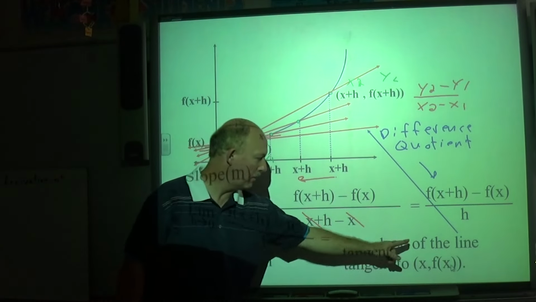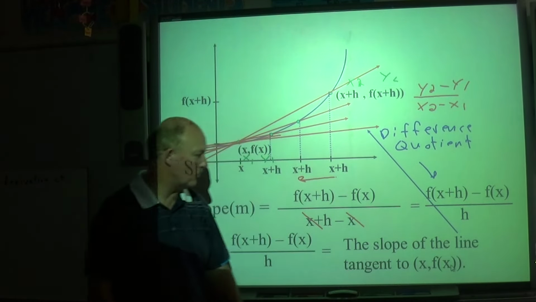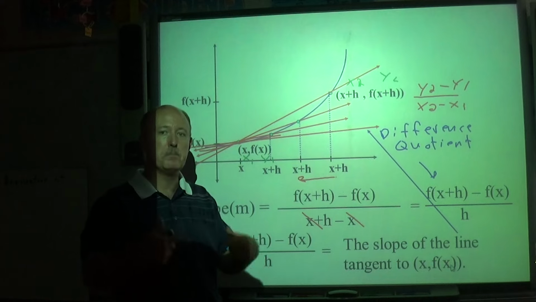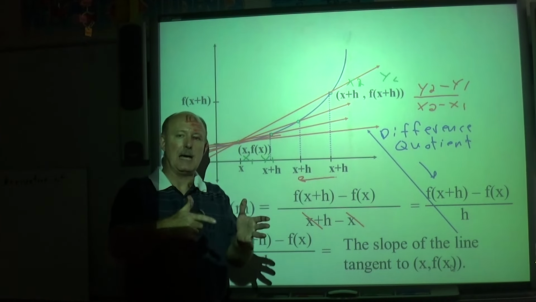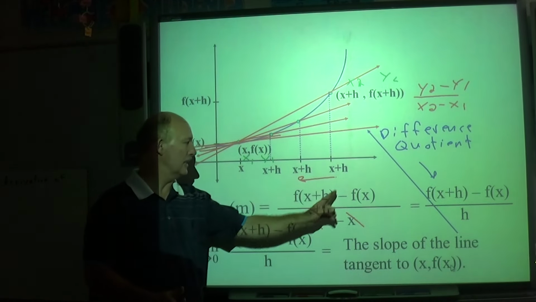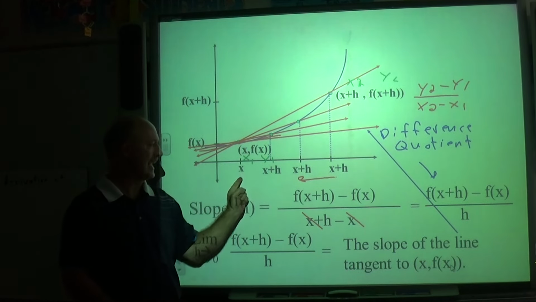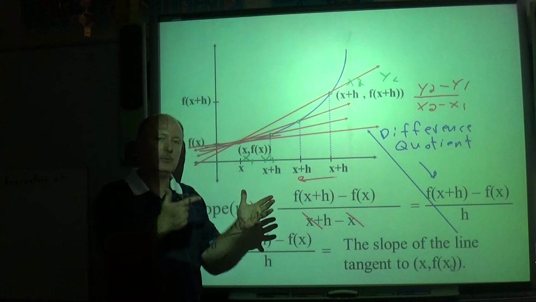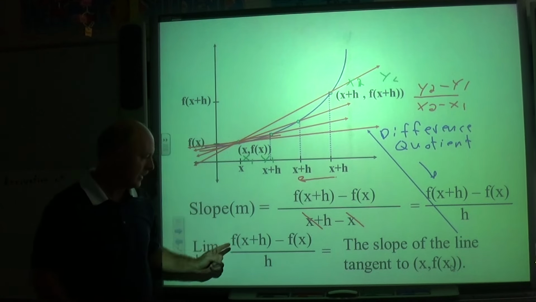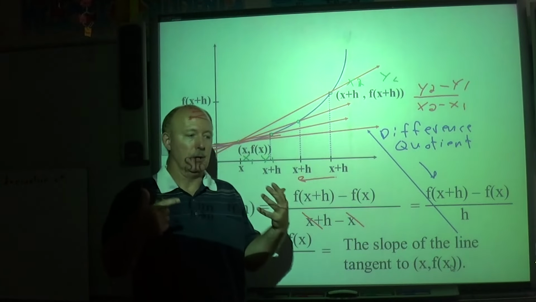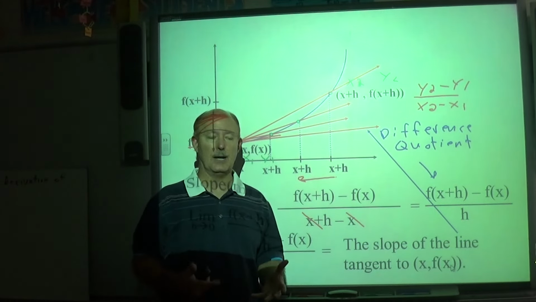Okay, and this is it. The slope of the line tangent to f of x is this one right here. This is basically the difference quotient that you looked at in pre-calculus, but we're going to take the limit as h approaches 0. As h gets smaller and smaller, we're getting closer and closer to x. And as h approaches 0, that will give us the derivative. That will give us the slope of our tangent line, and a derivative is simply slope. So slope is derivative.